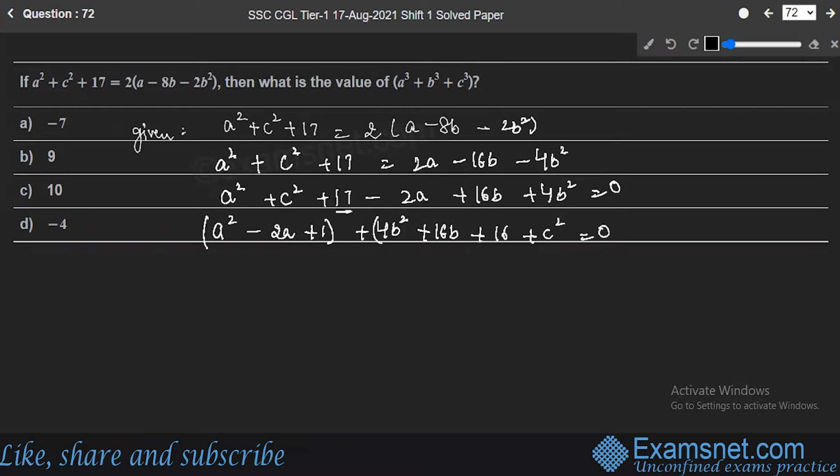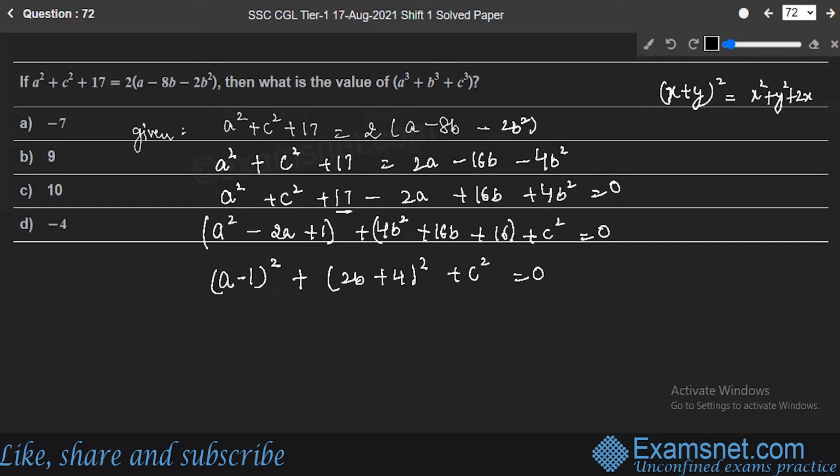Now, why I have done this? I have made three pairs of terms now. Because now see this I'll be transforming into a minus 1 square plus 2b plus 4 square plus c square is equal to 0. Hope you're clear like how I have done this. I've used the identity x plus y whole square is equal to x square plus y square plus 2xy. Also, x minus y whole square is equal to x square plus y square minus 2xy. I have used these two identities over here.